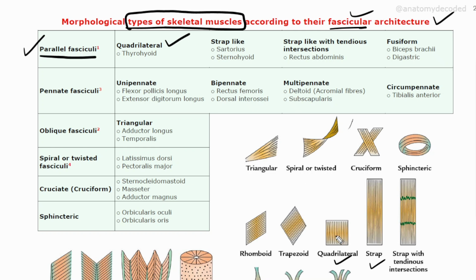If there is a quadrilateral shape having parallel fasciculi, an example is the thyrohyoid muscle, a muscle in the neck. Then it could be strap-like, a long muscle with parallel fibers. Examples are the sartorius muscle and the sternohyoid muscle. Sartorius we saw in the lower limb, and sternohyoid is a muscle present in the neck.